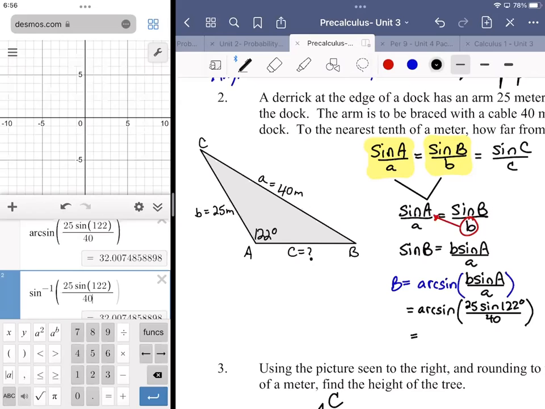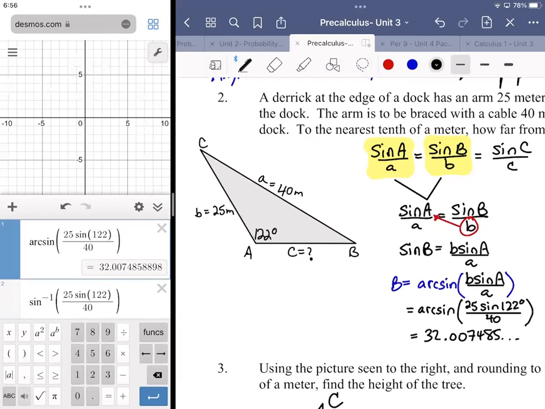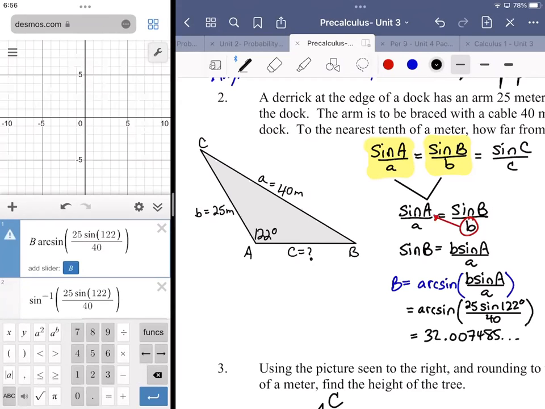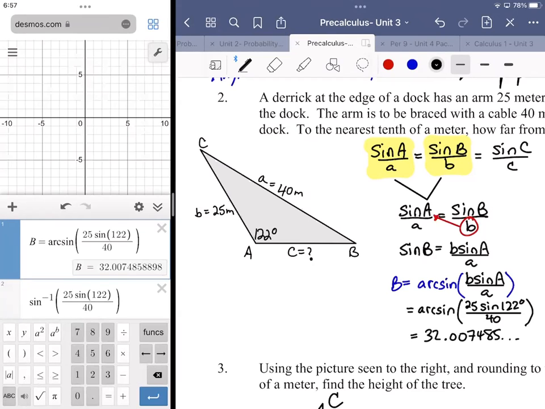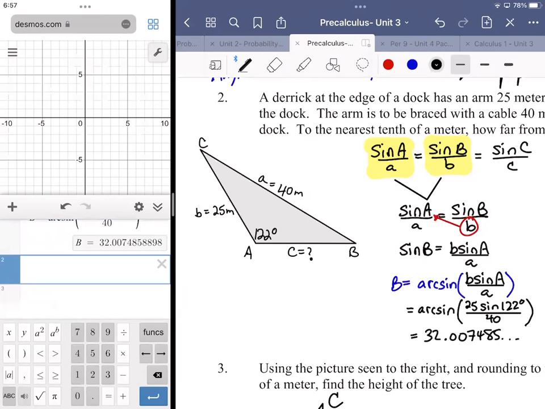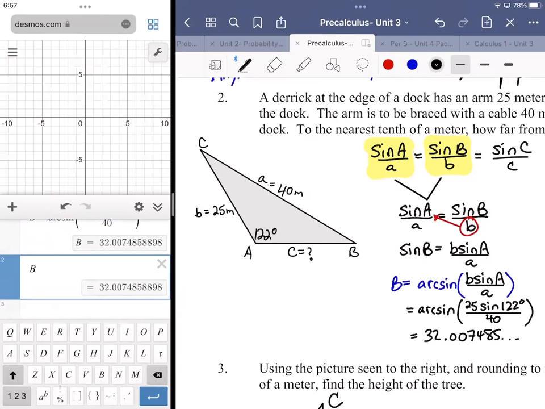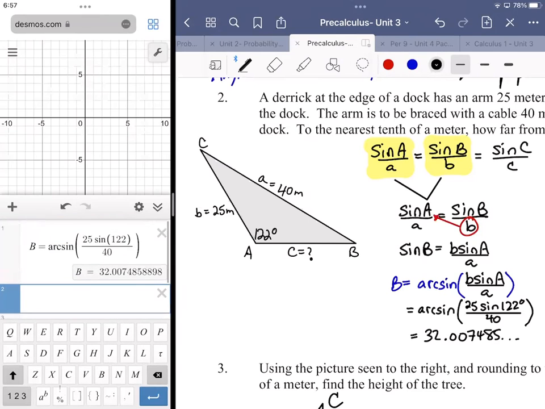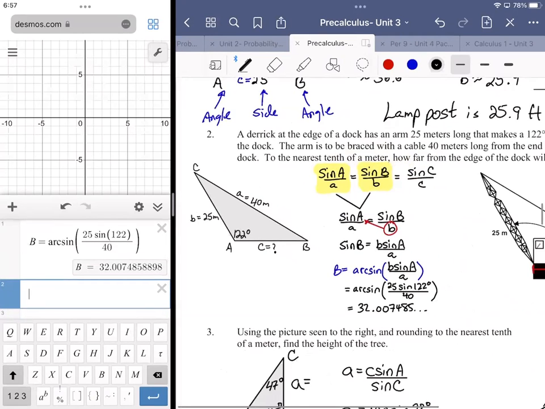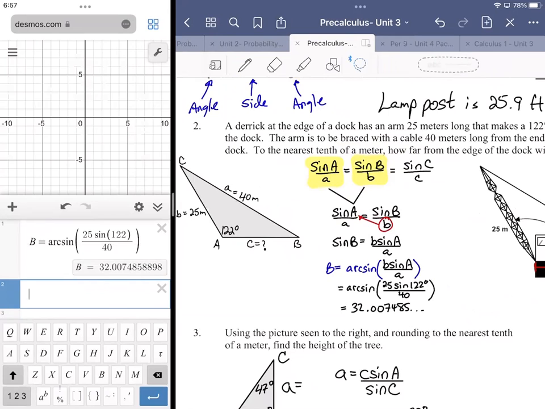So it's this disgusting decimal. 32.007485, blah, blah, blah. But what I'm going to do is use my Desmos here to my advantage. I'm going to call this capital B. Capital B is equal to that. And I'm going to get rid of the second one. Now anytime I look at the capital B in Desmos, it's going to bring up that number. So I don't have to worry about retyping that value. I saved it as really its proper name, which is angle B.